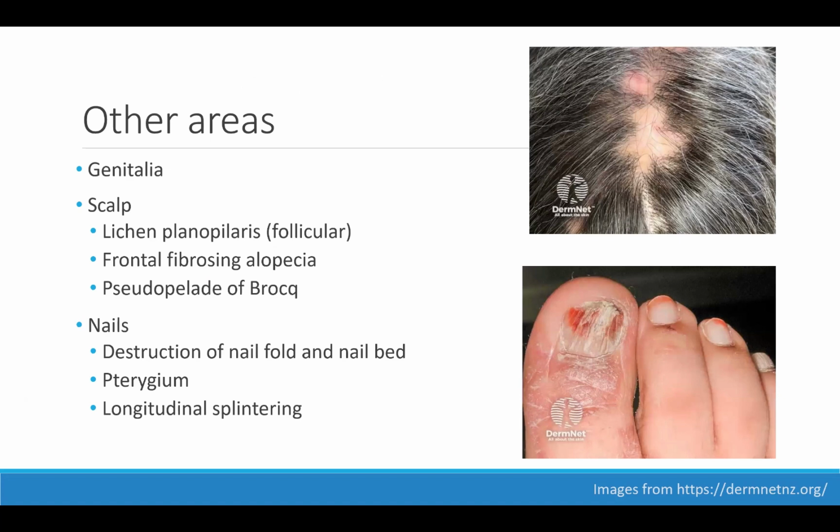Other areas of involvement include the genitalia, the scalp, in which the patients can present with lichen planopilaris, which is follicular, frontal fibrosing alopecia, as well as pseudopelade of Brock, and these tend to be scarring forms of alopecia. On the nails, there's destruction of the nail fold and nail bed, pterygium, as well as longitudinal splintering.